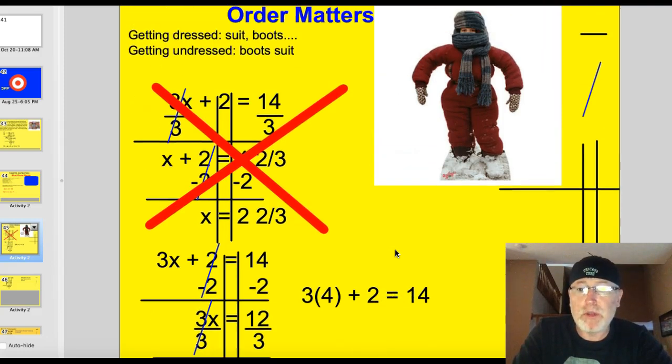What did you learn from this ridiculous connection with Christmas Story and a kid in a snowsuit? Order matters. If you put your suit on and then your boots, when you get undressed, you got to take your boots off first. We are undoing this equation. And so we're going to undo it. We'll have to kind of reverse the order of operations and get rid of the addition or subtraction before we deal with multiplication and division.